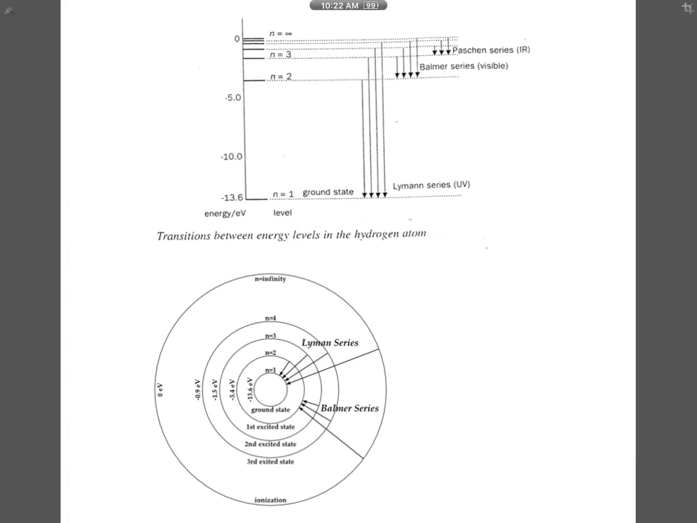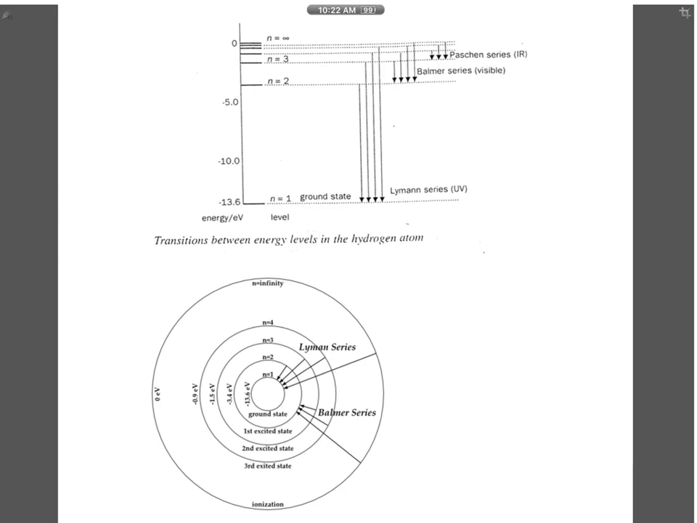But if it lands one level higher, which is n equals 2, it doesn't matter where it comes from, it will always produce visible light. You understand that? So you always produce visible light, which is the Balmer series. And if it comes from any level above, but it falls to n equals 3, it will always produce infrared. So you must remember the sequence.